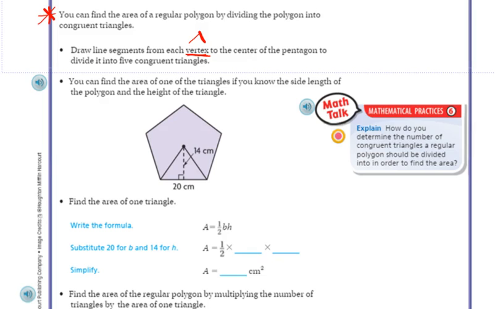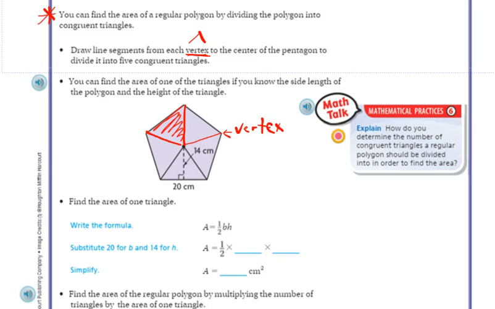So here is a vertex, right here. That is your vertex, and we are going to draw a line from that vertex to the center point. Then from this vertex to the center point, and this vertex to the center point. And if you notice, you should have 5 equal and congruent triangles. Now if we find the area of one of these triangles and multiply that by 5, we should be able to locate the area of the entire pentagon.